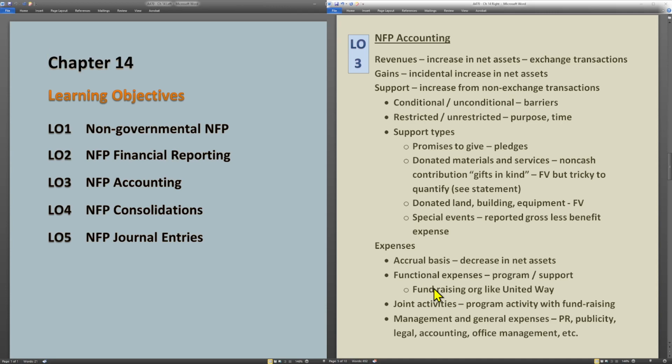There are accounting rules for joint activities. If you're doing program work, in other words, you're doing your mission, but you're also doing fundraising, well, you can see that's one of each. That's something that's doing programming and support. They gave an example of, let's say you had a door-to-door campaign where you're trying to talk to people about neighborhood safety or something like that. Maybe that is your primary purpose, but you're also soliciting donations.